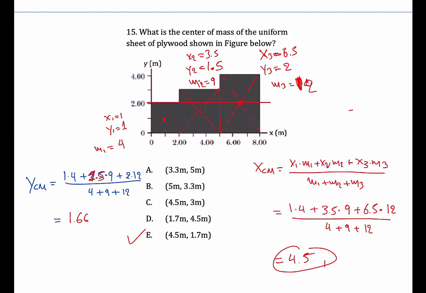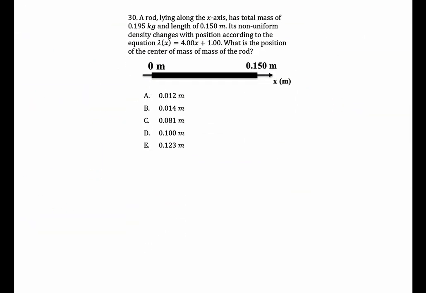Now we go to a question that is related to a non-uniform object, and this is the kind of question that makes our life a little bit difficult. Now what we have is an object that has a total mass of 0.195 kg, and we know that the length is 0.15 meters, and it has a non-uniform density that changes with position according to this equation.